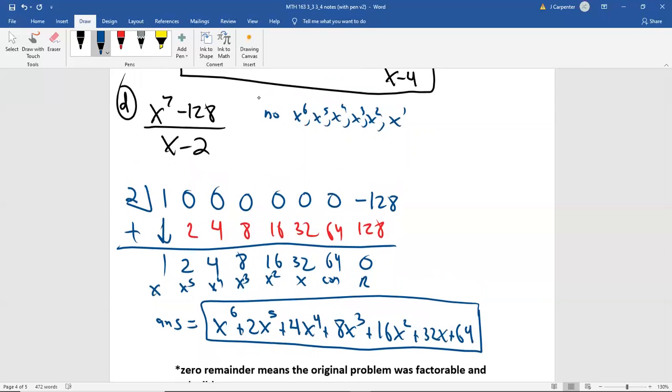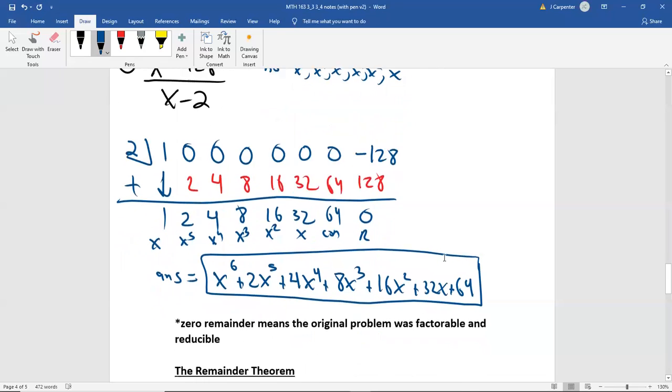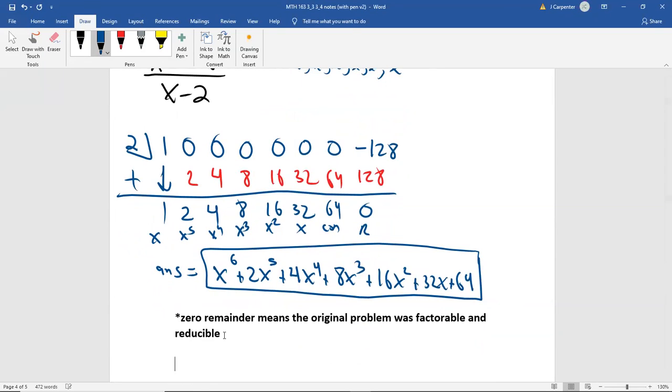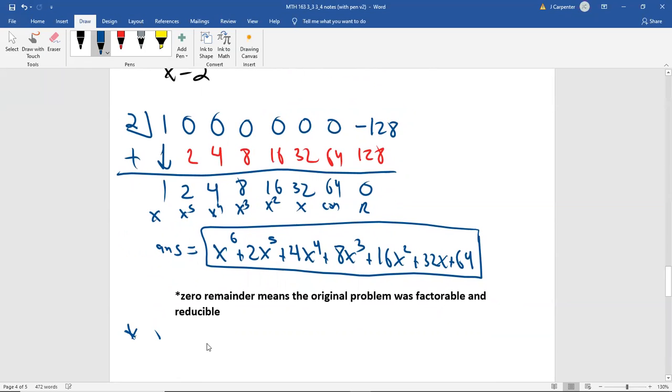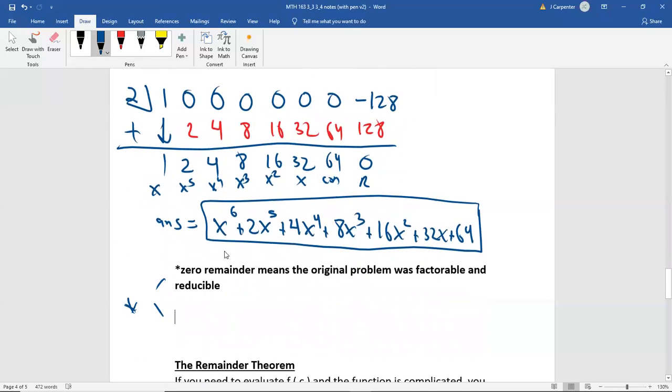But the point is, this is something that's factorable via a method I have not taught you, and will not teach you. However, we can implicitly factor a problem like this by doing a division. If the remainder is 0, then it means that this was factorable. It means that x to the 7th minus 128 is equal to x minus 2 times that x to the 6 plus all the way down to the 64. That's what that says.